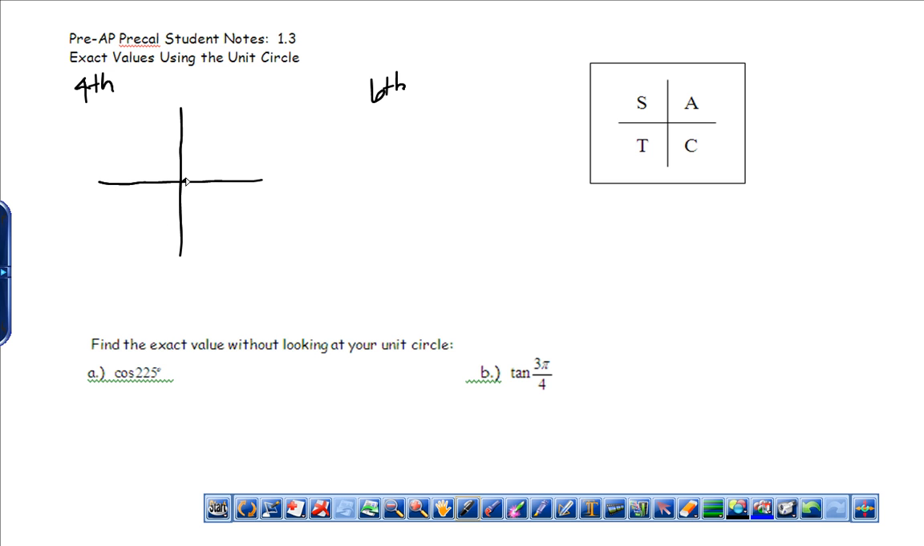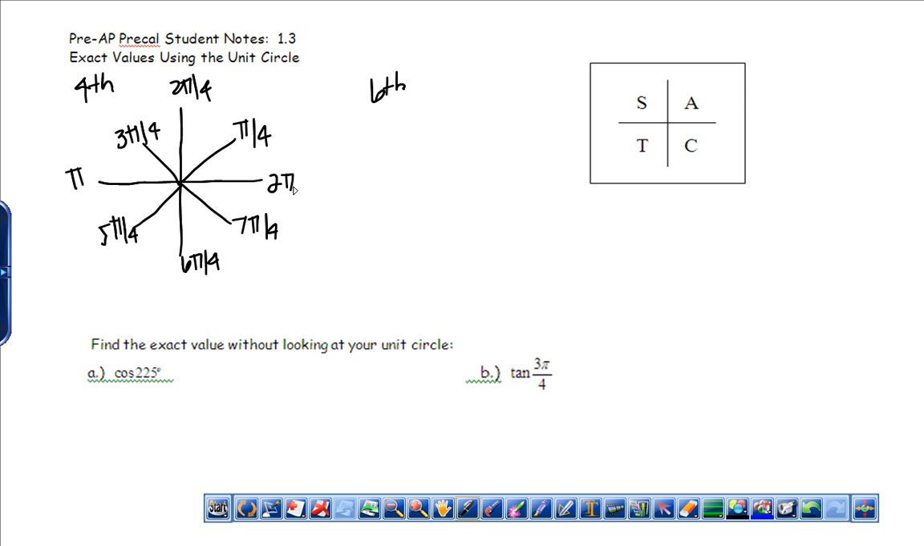Now remember, your fourths are split up and your quadrants are just split in half. And remember, this is pi over 4, so this is 1/4. This is 2 pi over 4, and this is 3 pi over 4. This is 4 pi over 4. This is 5 pi over 4. This is 6 pi over 4. And this is 7 pi over 4. And this is 8 pi over 4. And some of these do reduce, but if you know the fourths, then you can reduce them.